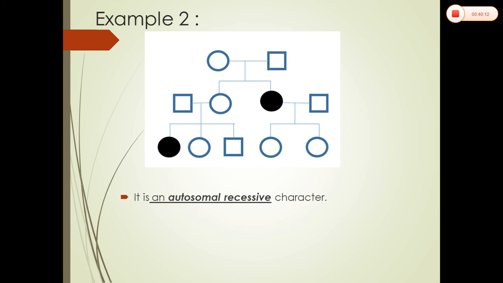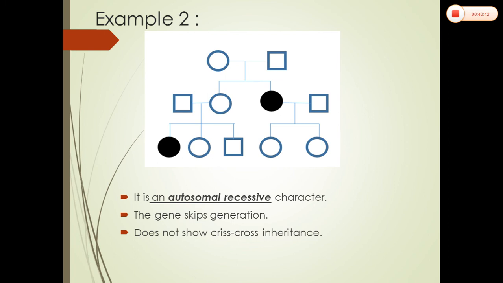Every time it is not required that males should be affected. So that time you have to see, because whatever information is given on the pedigree chart, on that basis we have to use the logic and give the prediction. In an autosomal recessive disorder, the gene skips the generation. It does not show crisscross inheritance. We know that if there is a sex linked recessive, we will get crisscross inheritance. So crisscross inheritance is not observed here.